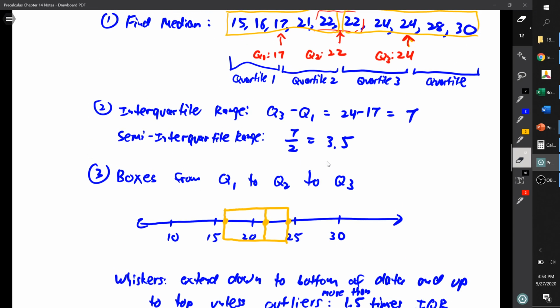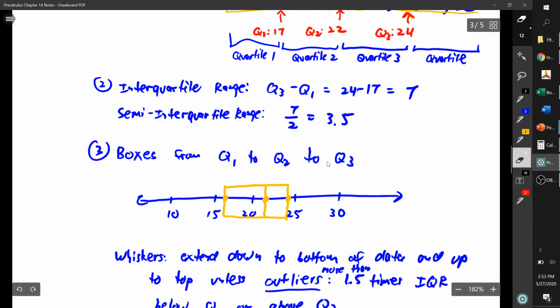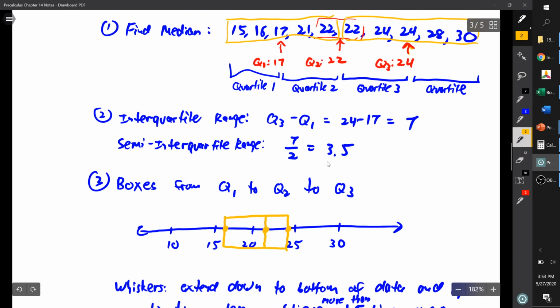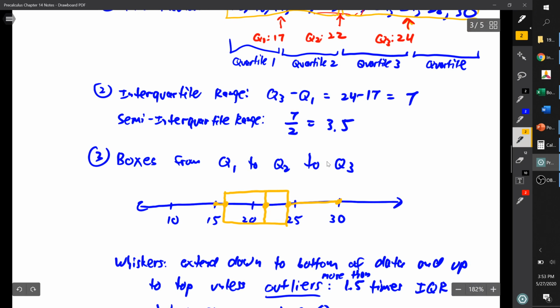So I don't have anything that is down that low or up that high. So I don't have any outliers here. So I can just extend my whisker down to 15 here. And extend my whisker up to 30. There we go. That's my box and whisker plot.